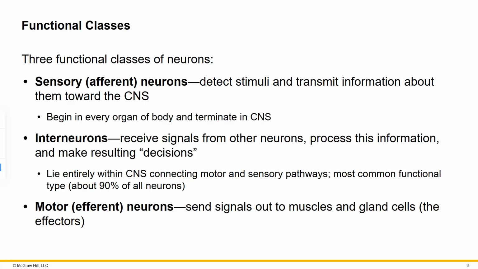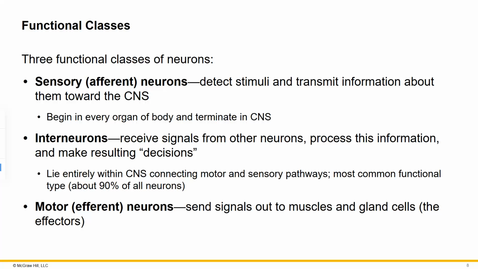central nervous system. Inside of the central nervous system, we have interneurons, and interneurons receive signals from other neurons, process the information, and make resulting decisions. They lie entirely within the central nervous system, connecting motor and sensory pathways. Most common functional type, about 90% of all neurons. So again, central nervous system is brain and spinal cord.